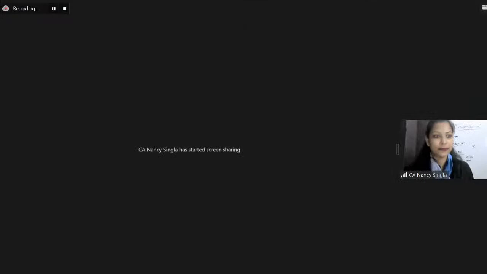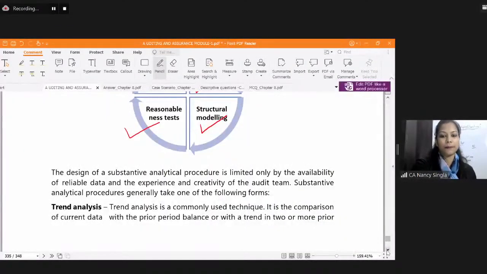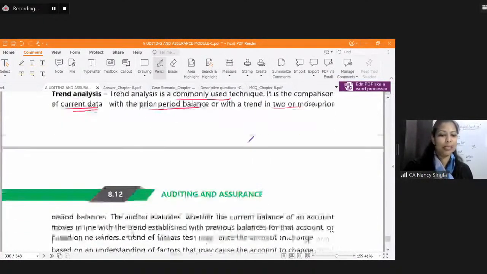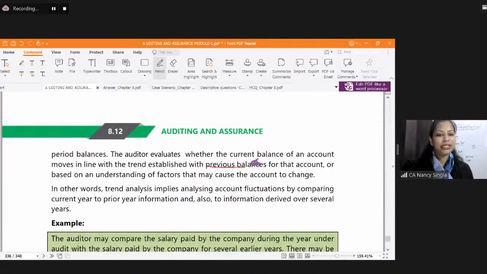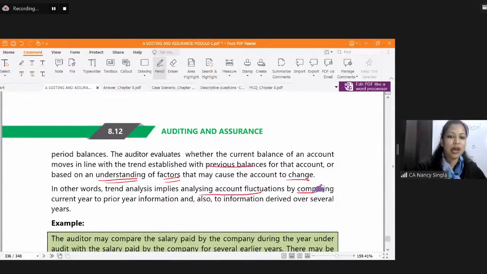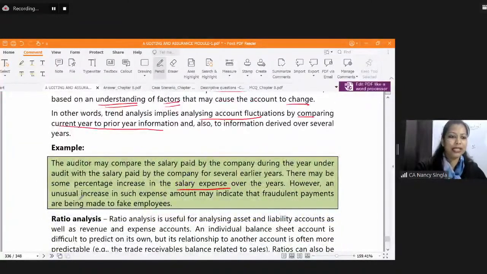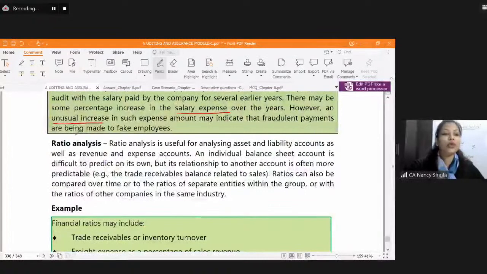See what is trend analysis. Trend analysis is a commonly used technique where you are comparing the current data with prior period or 2 or more prior balances. ठीक है? Then previous years के साथ compare करते हो, and if there is a change, you will try to understand the factors or the reasons. So basically, you are analyzing the account fluctuations. How? By comparing the current year with the prior year information. Salary wala example I gave you with respect to unusual increase. You can go through this at your home. What is ratio? It says it is analyzing your asset, liability, revenue, expense, any relationship which you can predict.